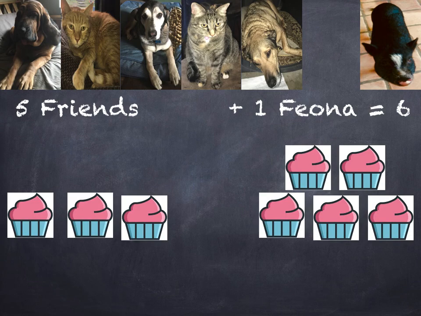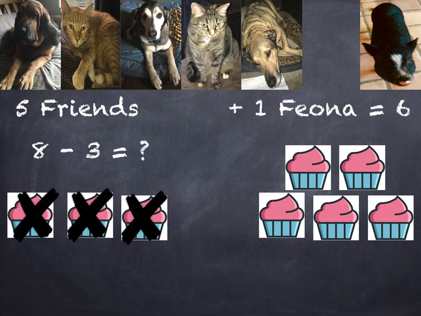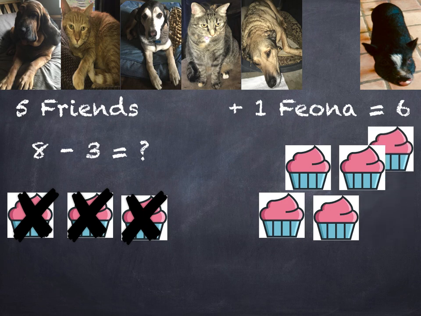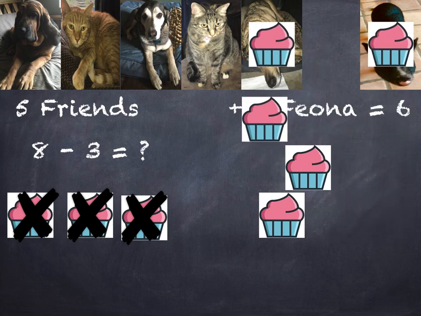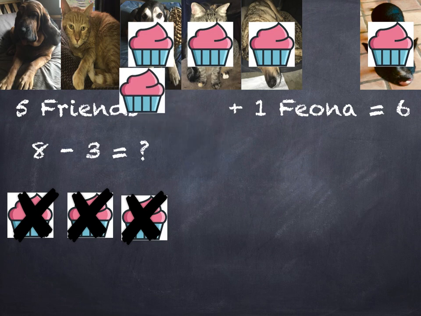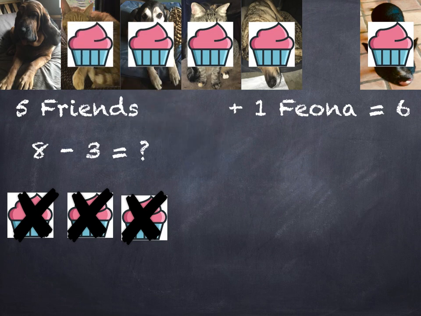So we started with 8, and if we take 3 away, we need to find out what our unknown is. So we can use our picture to find that out. We take 3 away and we see that our difference is 5. This means Fiona has 5 cupcakes for her friends. So let's see if that is enough. 1, 2, 3, 4, 5. Uh-oh, we don't have quite enough.